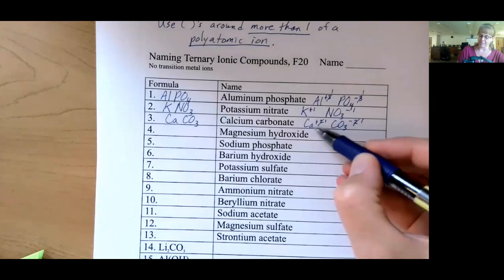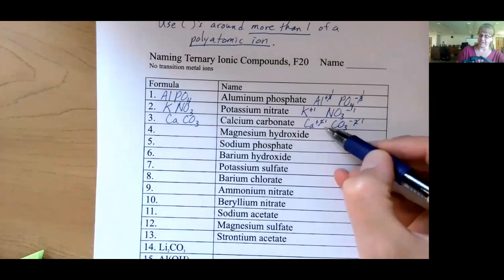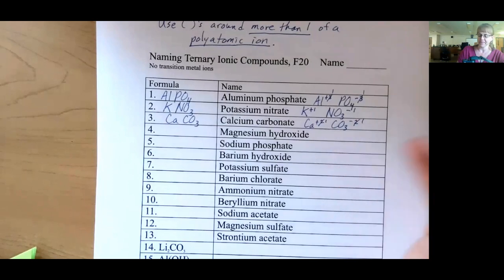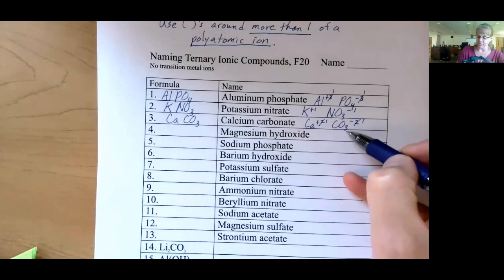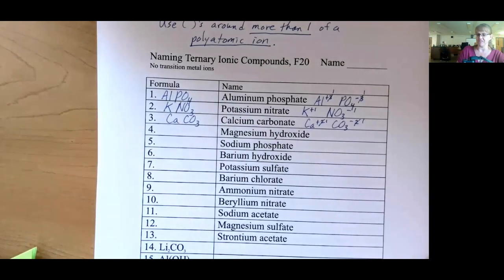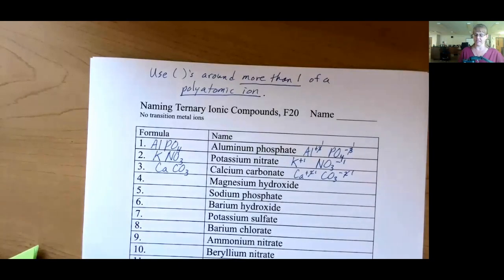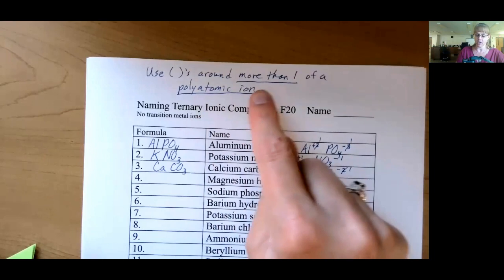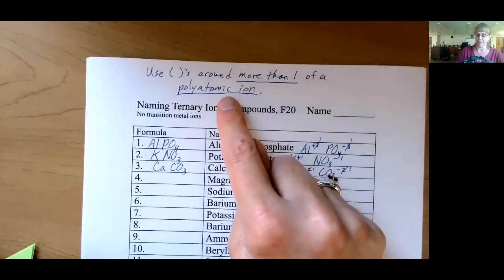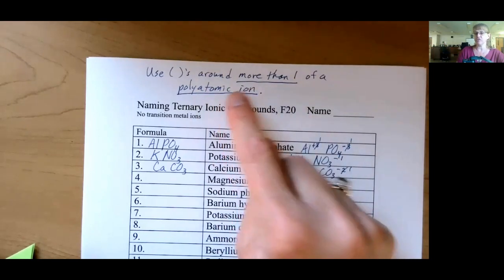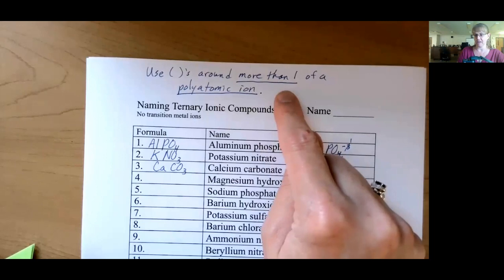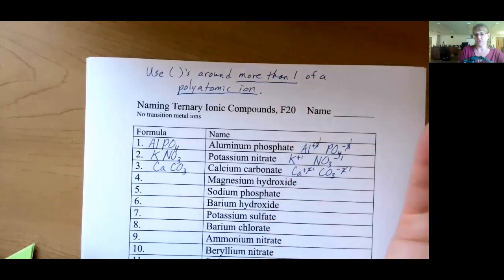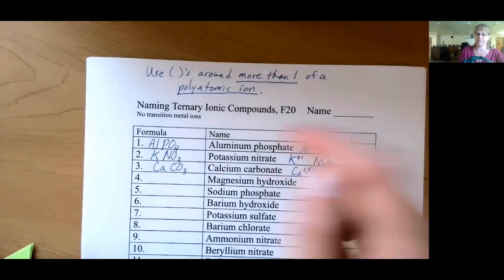Then you copy the calcium, put the invisible one, okay, you don't put it, and copy the carbonate, CO3, and put the invisible one after it. All right, so we have something a little bit different here. You only use parentheses around more than one of a polyatomic ion. So if you just have one of an ion, you don't use parentheses. You have to have 2, 3, something like that.